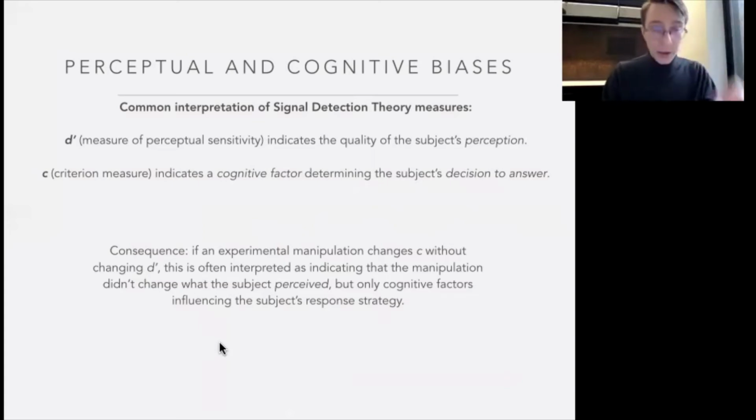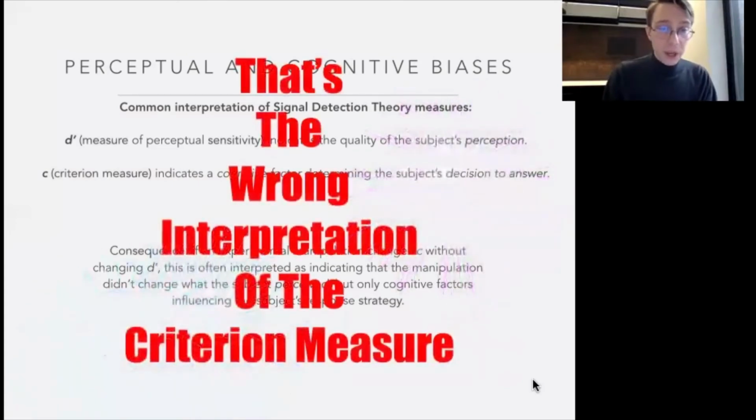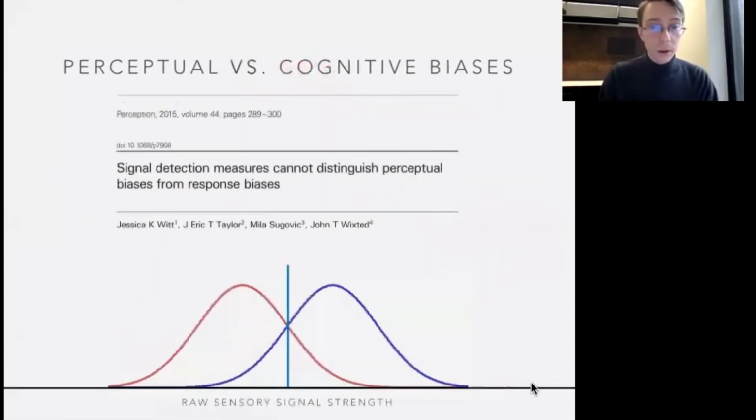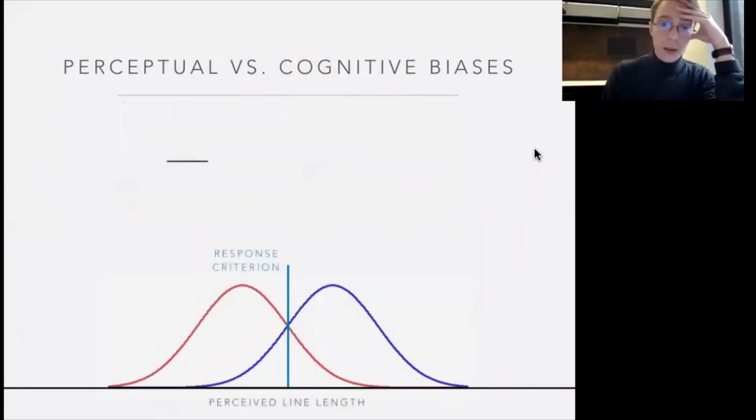Okay, so that's the idea. But that's the wrong interpretation of the criterion measure, even though it's quite popular. So to understand why, I'm going to use an example from Jessica Witt and colleagues. Let's say that your task is to discriminate between short lines and long lines.